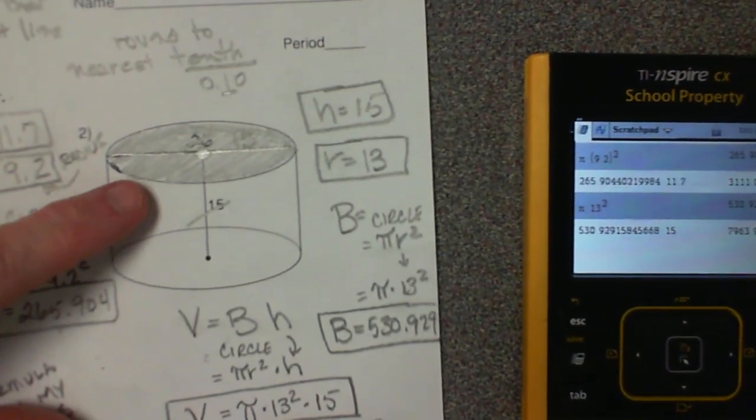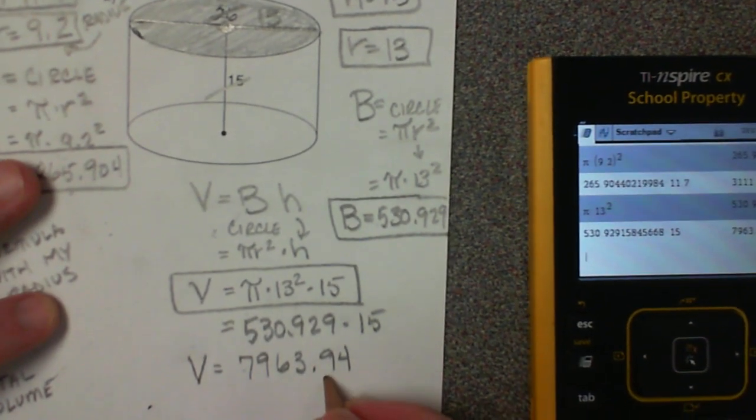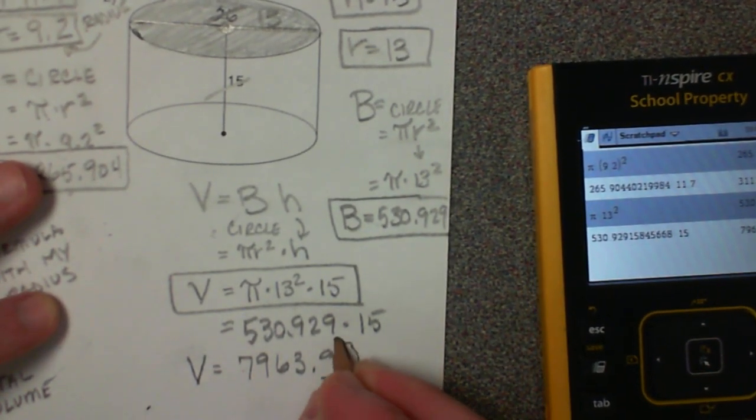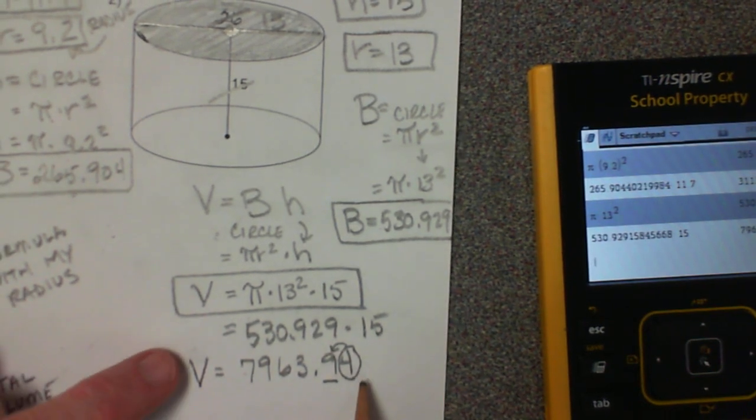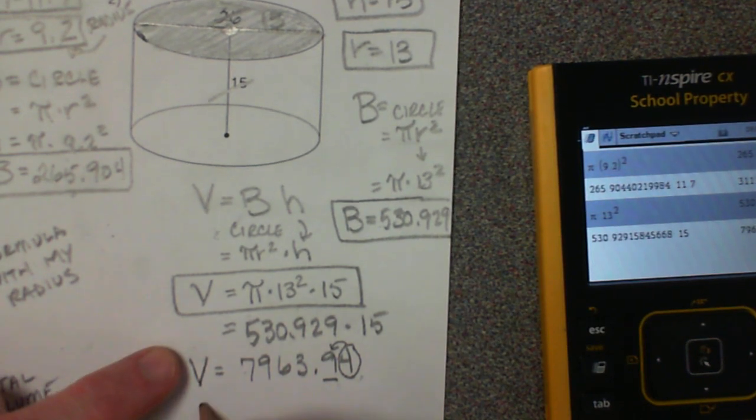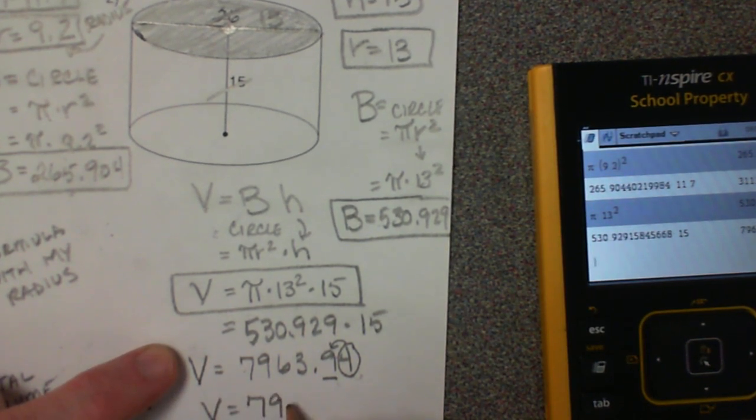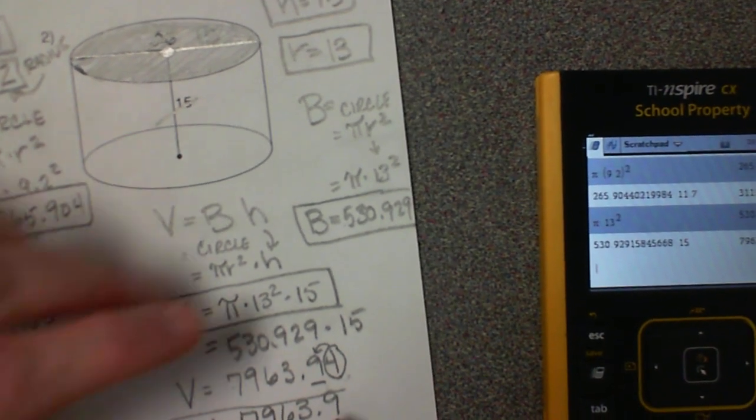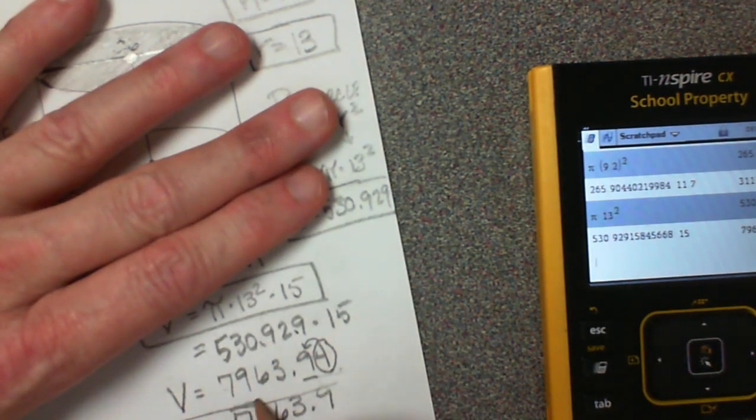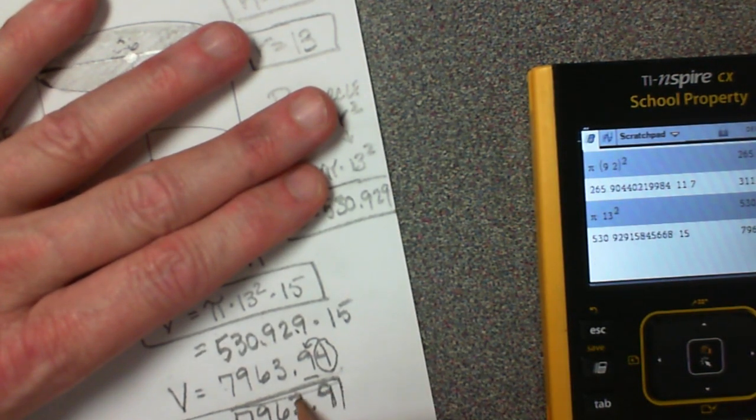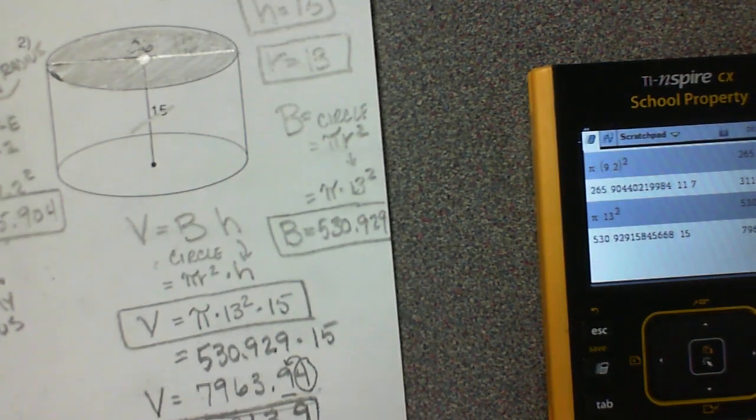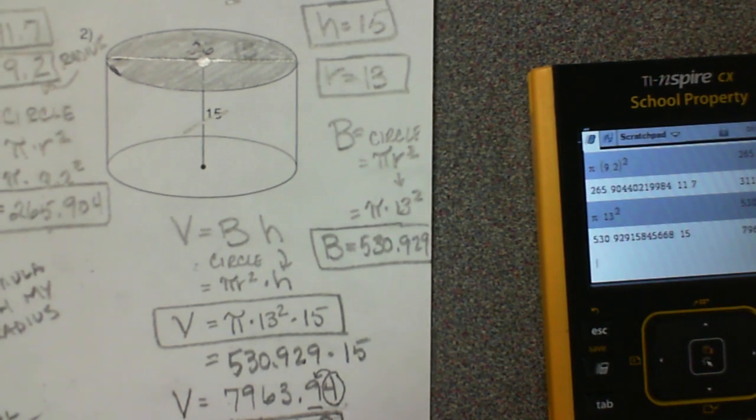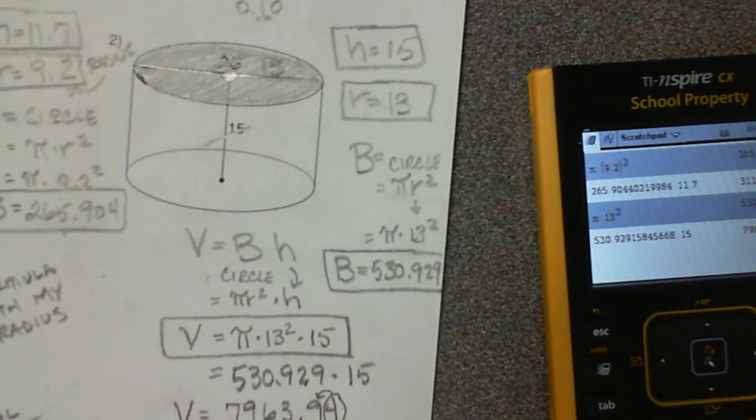Now remember, we're rounding to the nearest tenth. So we're going to underline the 9, circle the 4 that comes after it, and put an arrow back. Is that 4 enough to change this 9? Or is that 9 going to stay the same? Yep, it's going to stay the same. And there, oh my goodness, I did all that. And there's your final answer. Okay, 7,963.9.